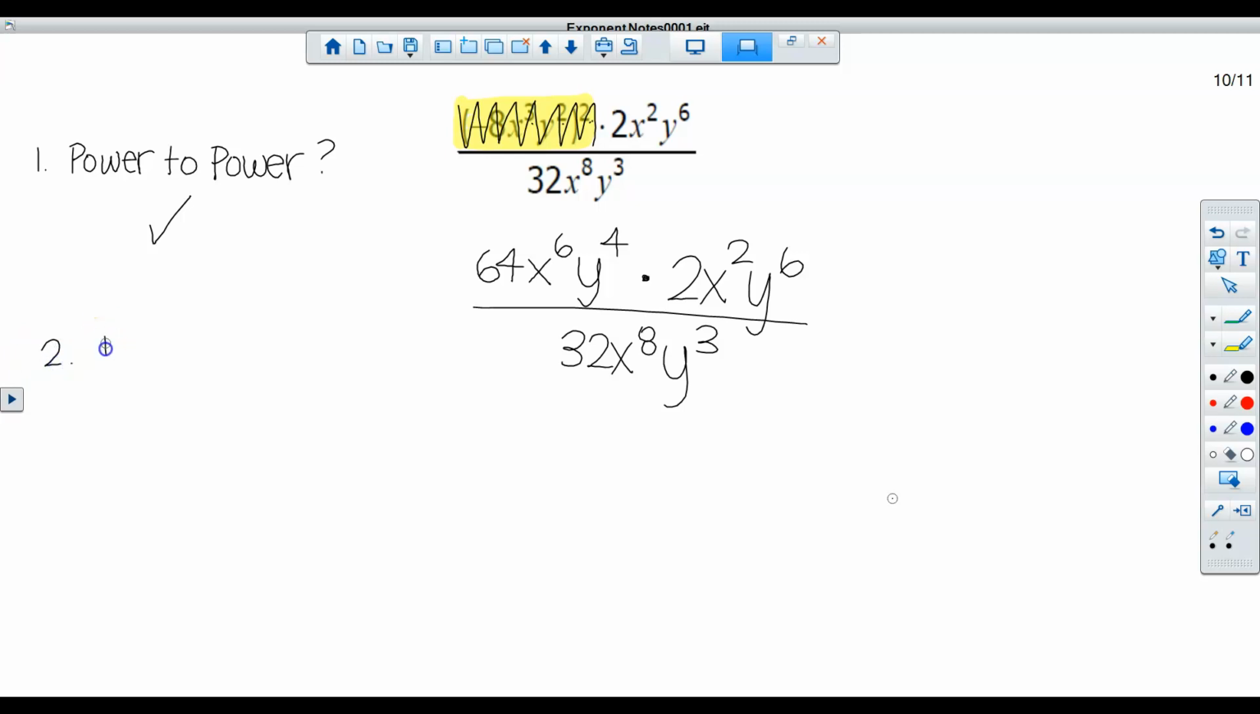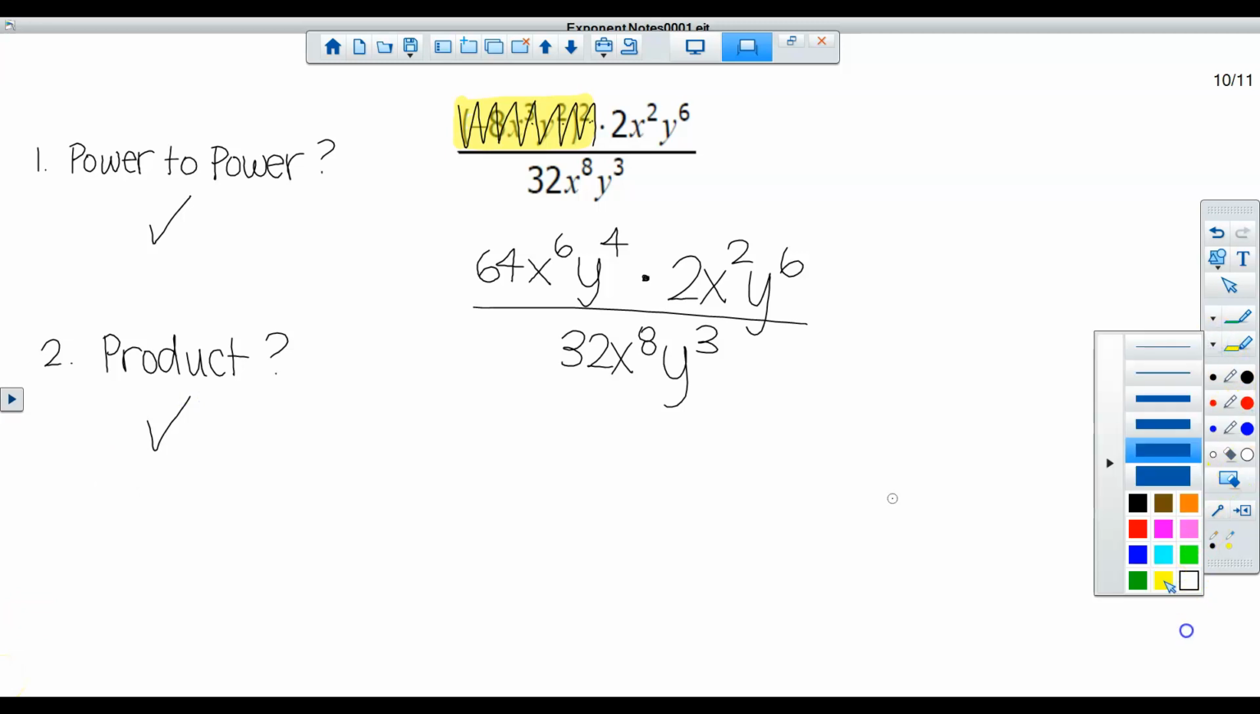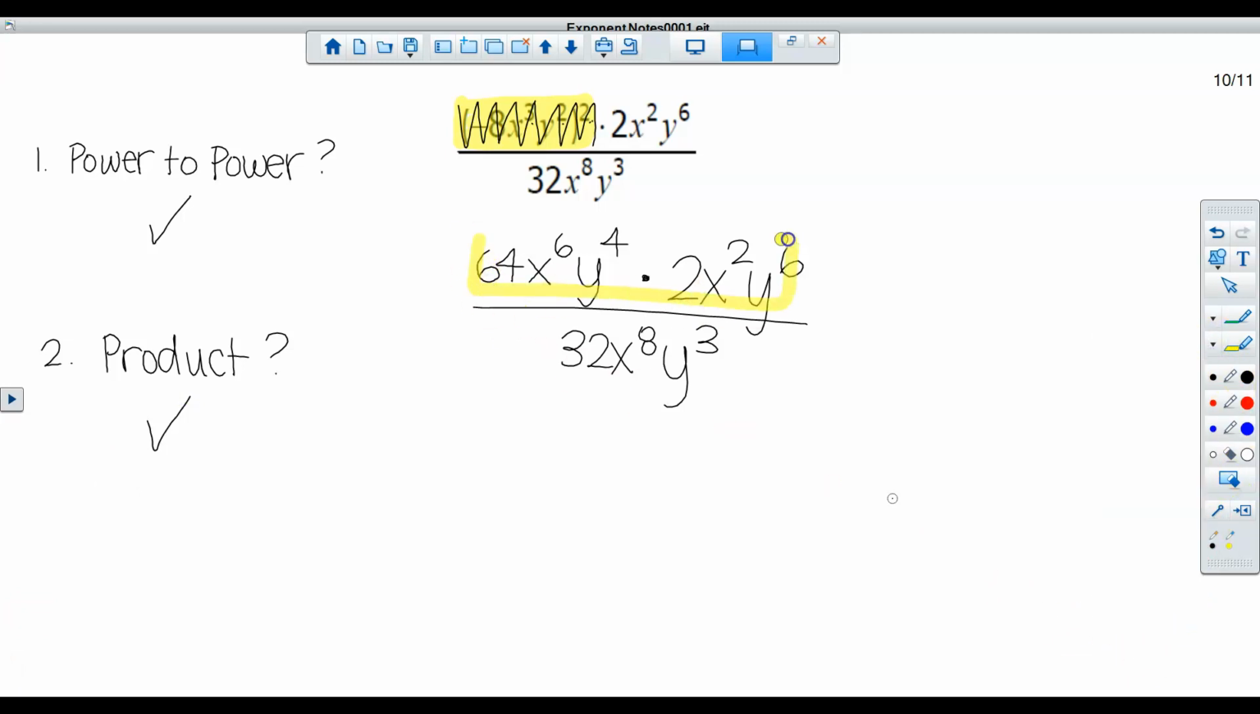So now I'm looking for product rule. Do I see multiplication going on? And I do. And again, that multiplication is happening up on the top. So this is the next part of the problem that I'll do. So I've got coefficients of 64 and 2, and this says to do 64 times 2. So 64 times 2 is 128.